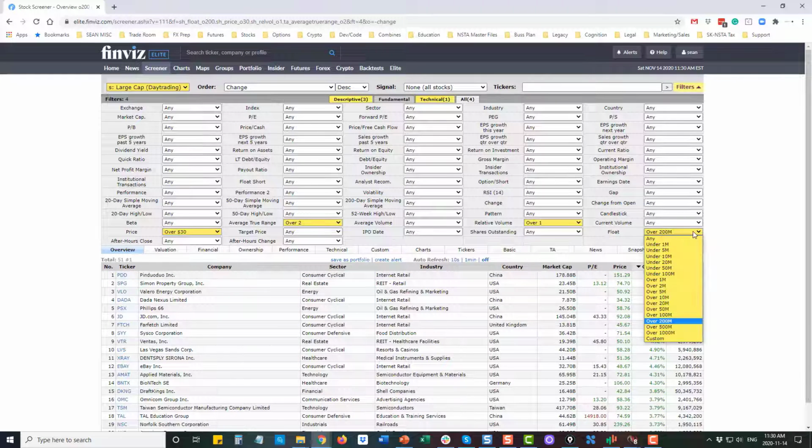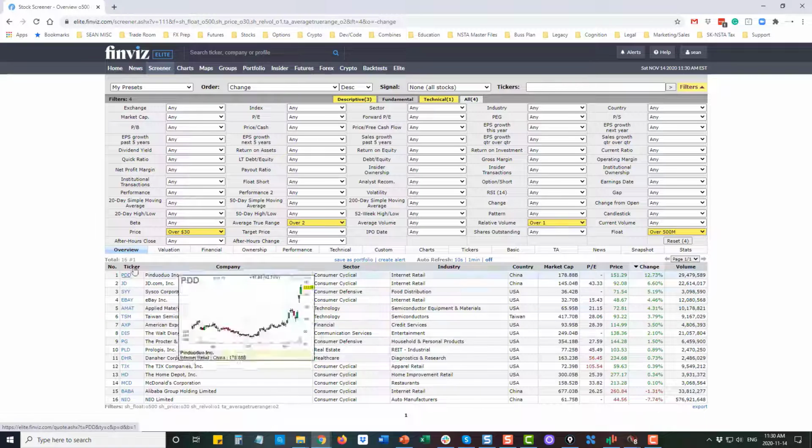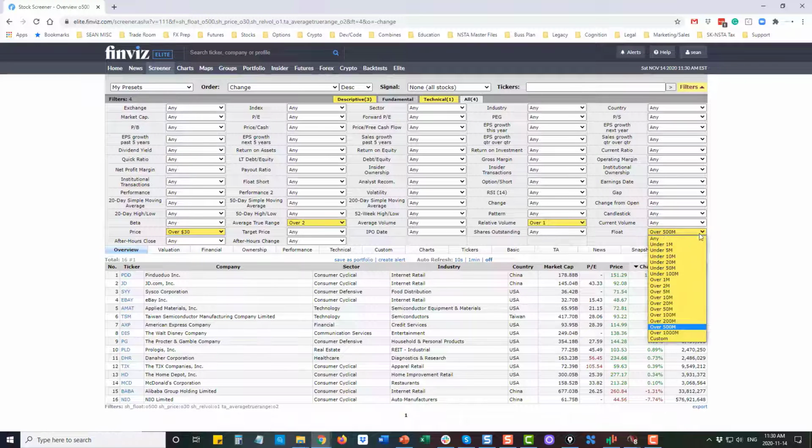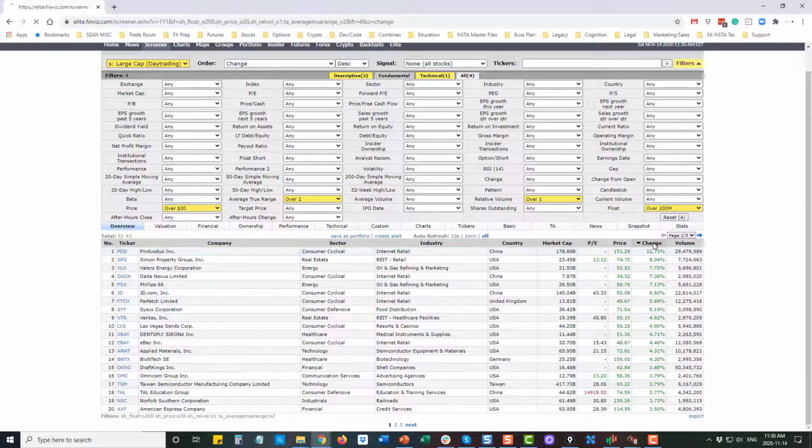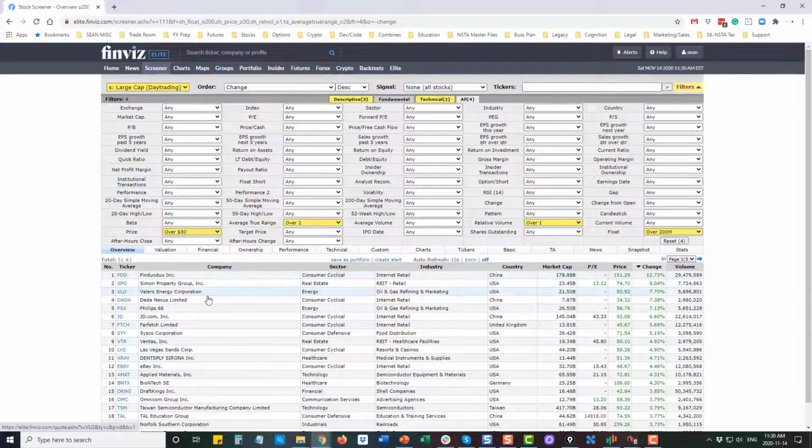And then float, you can have over 200 million. You could have over 500 million. See, if we put over 500 million, you see it brings it down to 616, right? So it's just about understanding how restrictive you want to be on those stocks. Anything over 200 million is a large cap stock, okay? So now you've got a list here, and what you can do is sort through percentage change to find the strong movers and groovers.